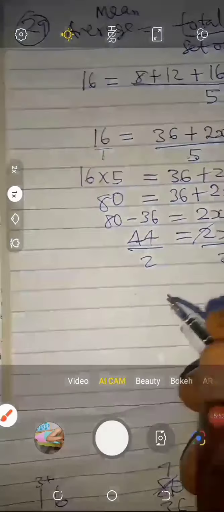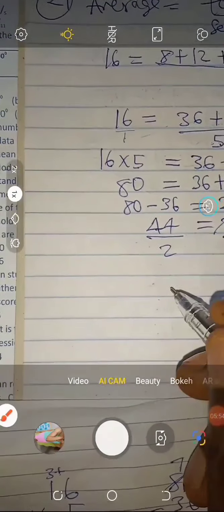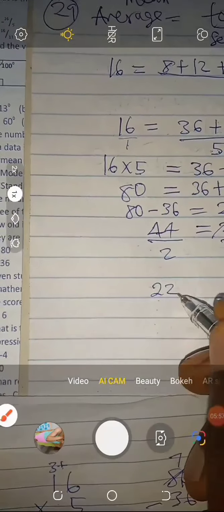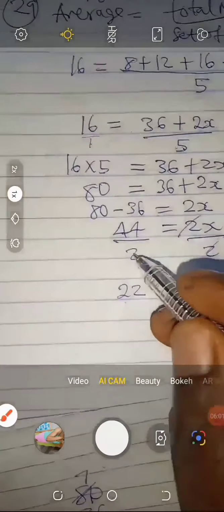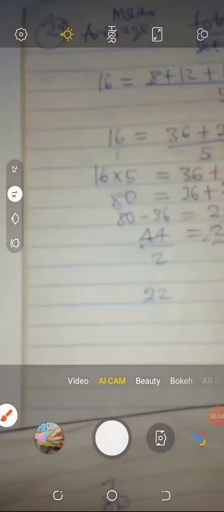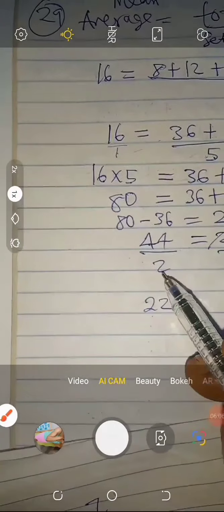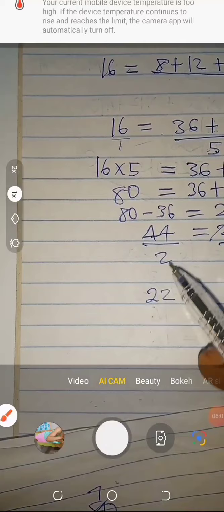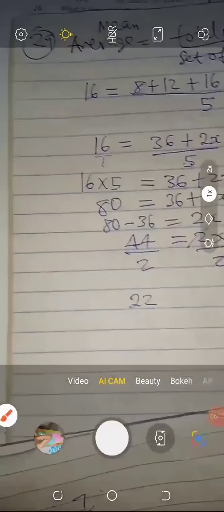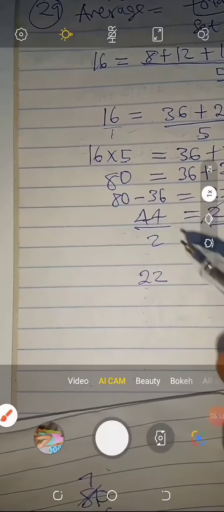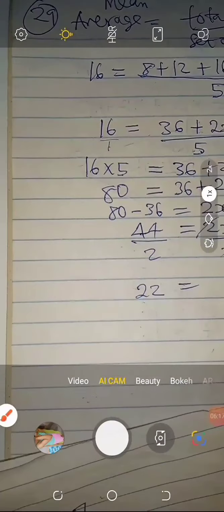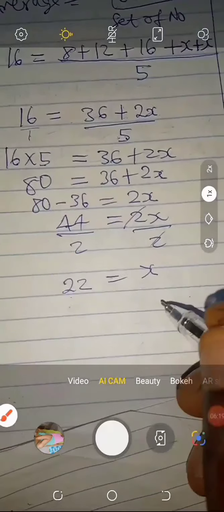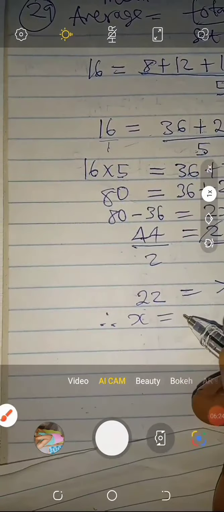44 divided by 2. If you divide 44 by 2, I'm sure you're going to have 22. Why? 2 will go into 4, that is 4 divided by 2, you have 2. So you can divide them individually. 4 divided by 2, you have 2. That is what I mean by 2 will go into 4, you have 2. Which will be equals to, so this, you have x. Therefore, we can now say that x is equals to 22.